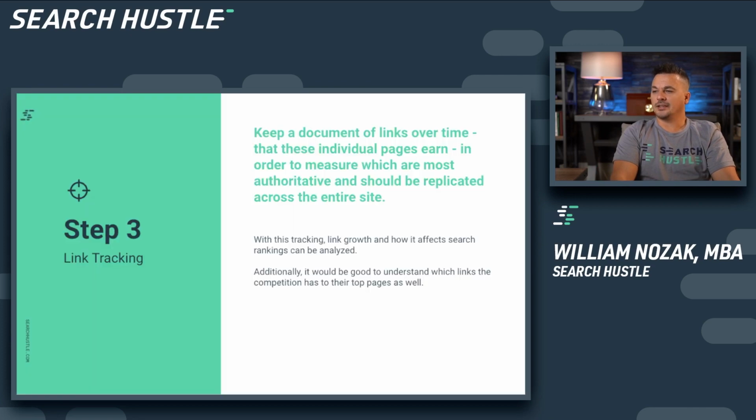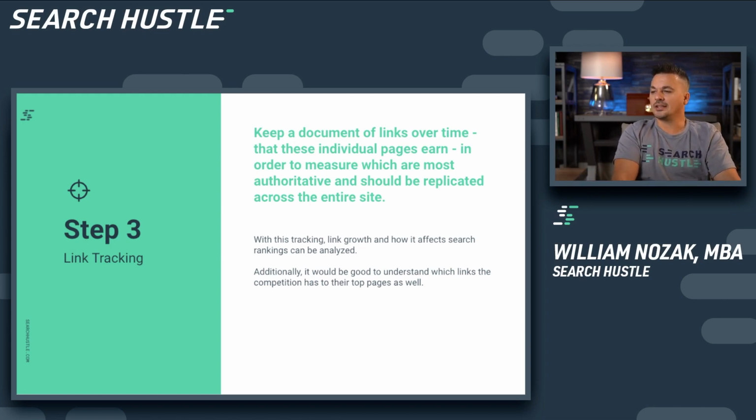So, link tracking: keep a document of links over time that these individual pages earn. That would be external links coming in, and then also we want to pay attention to our internal linking structure as well. There are some tools you can use to see page rank. And you really want to pay attention to page rank within a website. Which of these pages on our site are the most linked-to pages? Are those the ones that are supposed to be receiving the most links? And then the next question, if the answer is no, is what can we do to increase the links on the pages that we really feel should have the most internal links?